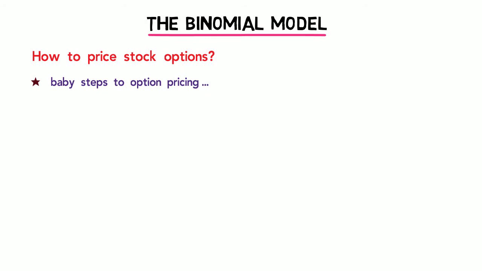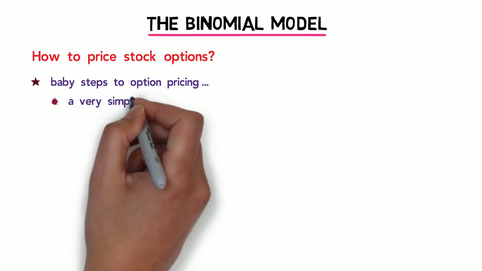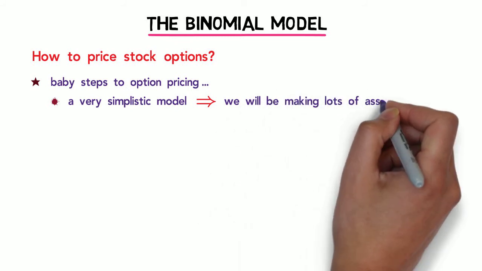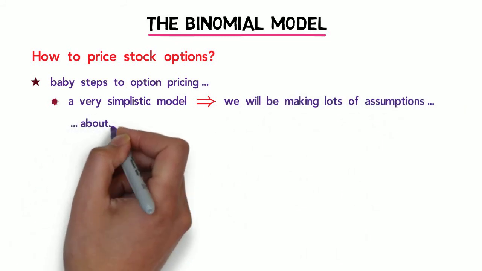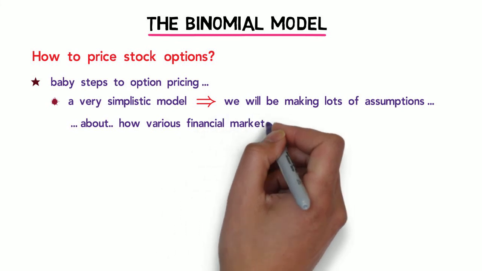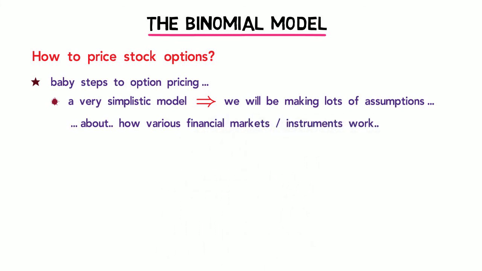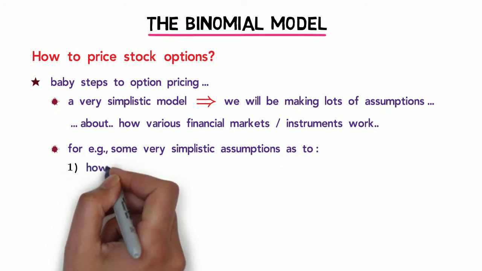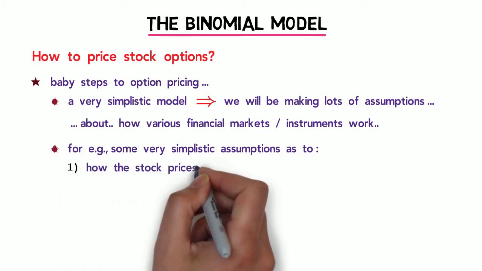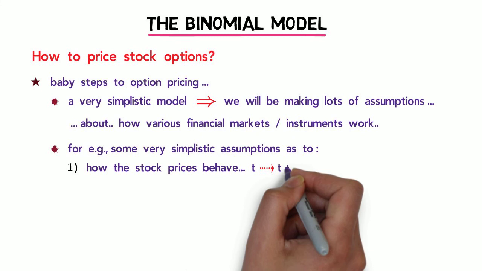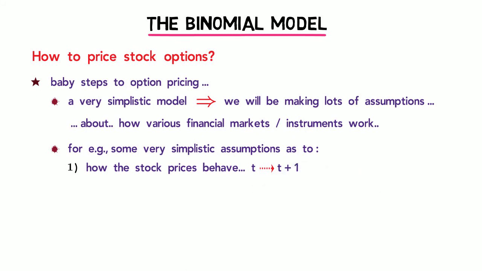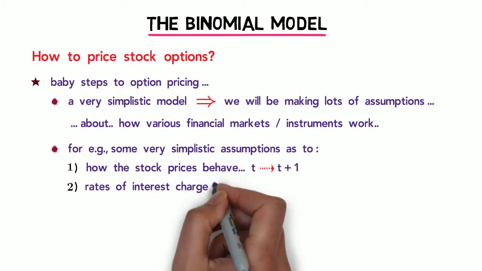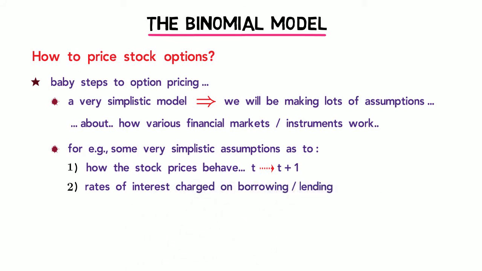What we mean by that is that this is going to be a very simplistic model, meaning we'll be making lots of assumptions about how various financial markets and financial instruments themselves work. So for example, we'll be making some very simplistic assumptions as to how the stock prices behave between, let's say, time period t and t plus 1. And what the interest rates that are charged on borrowing and lending behave like.